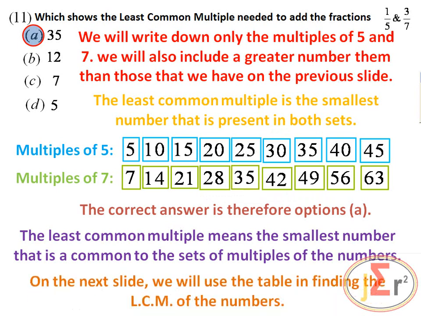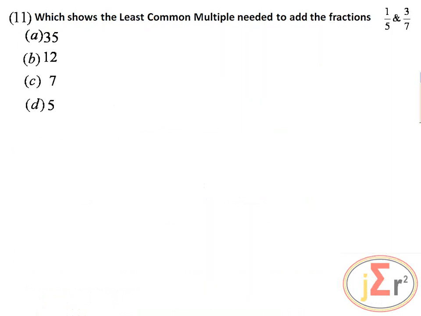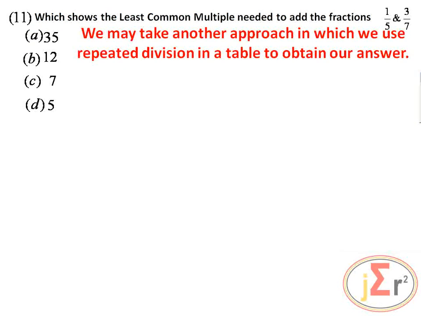On the next slide, we will use the table in finding the LCM of the numbers. So let us go straight ahead. We may take another approach in which we use repeated division in a table to obtain our answer. There we have the table. It is our intention to divide those numbers that we have there until the list is exhausted. That is, until the result in each column is equal to 1. In so doing, we will begin with the smallest prime number.